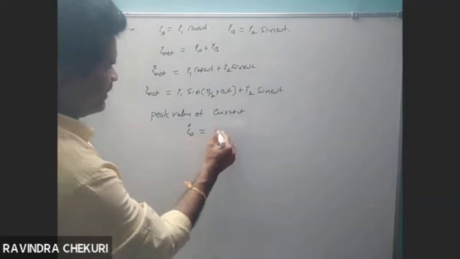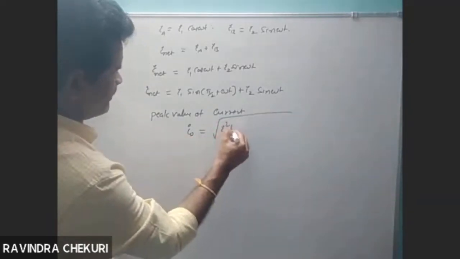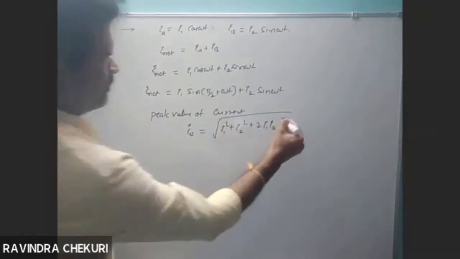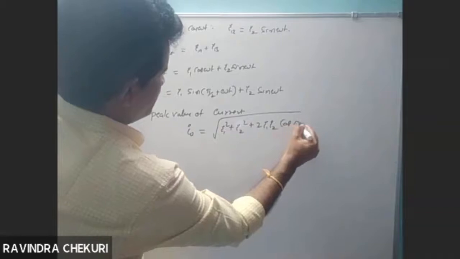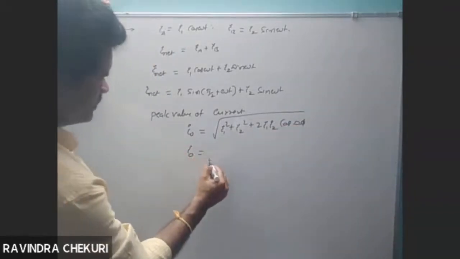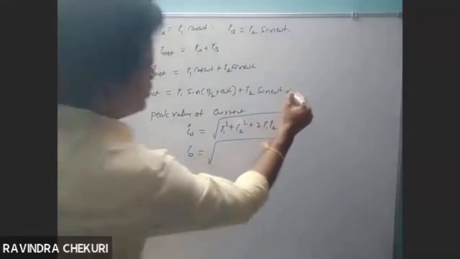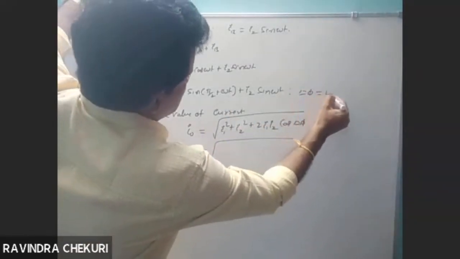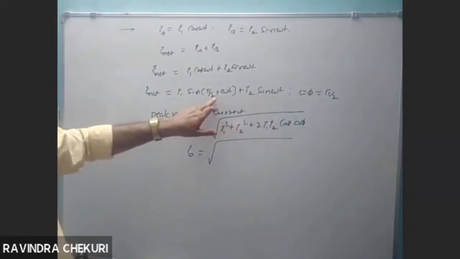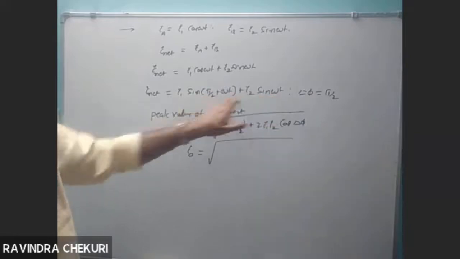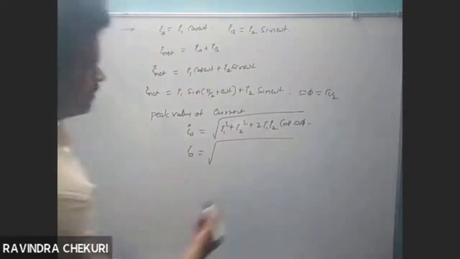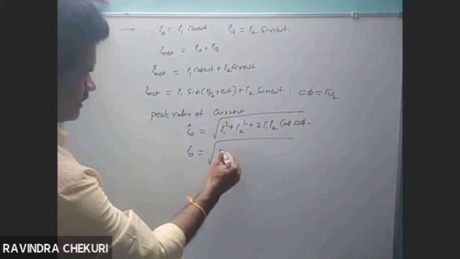I naught is equal to square root of I1 square plus I2 square plus 2 I1 I2 cos delta phi. What is the phase difference between these two waves? Delta phi is equal to 90 degrees, pi by 2 phase angle difference. Omega t plus pi by 2 minus omega t. Cos 90 is 0.